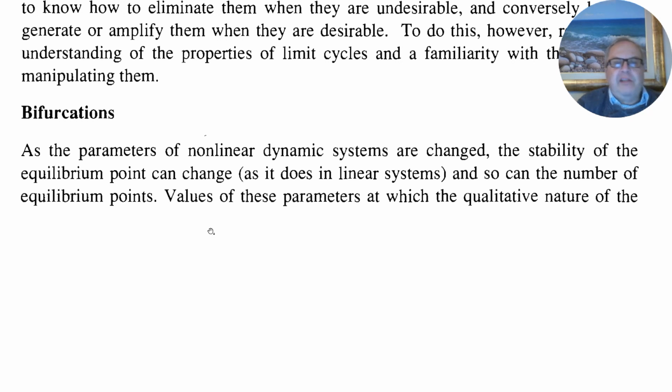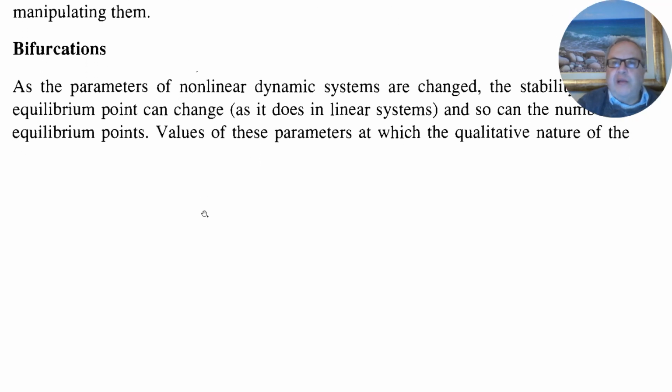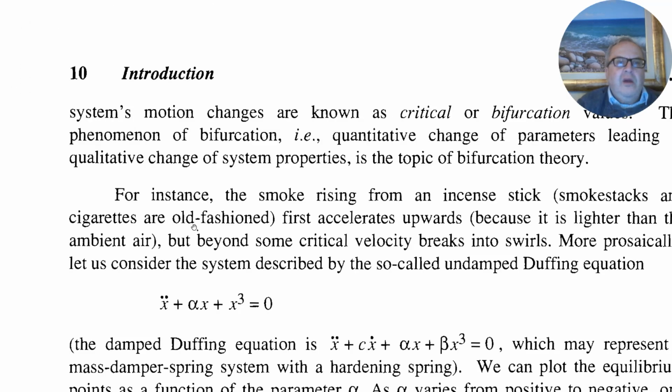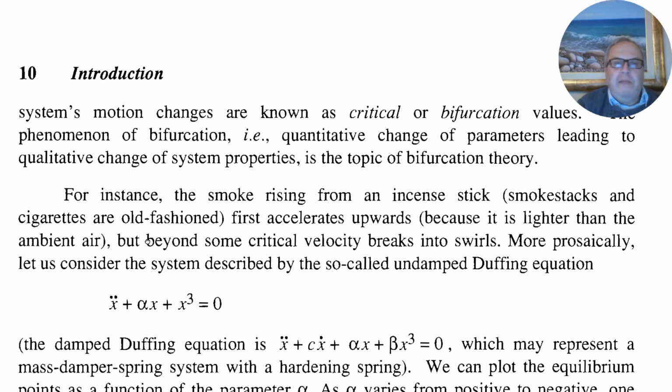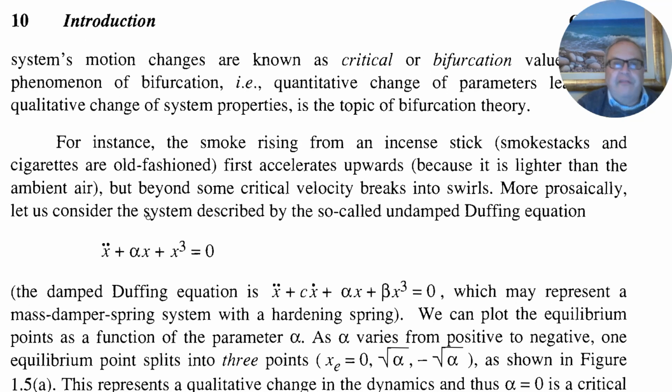Bifurcations. As the parameters of nonlinear dynamic systems are changed, the stability of the equilibrium point can change, and so can the number of equilibrium points. Values of these parameters at which the qualitative nature of the system motion changes are known as critical or bifurcation values. And here we have an example. This example is the famous Duffing equation.